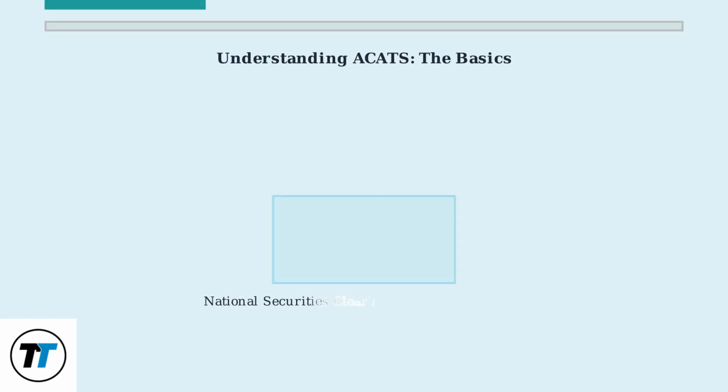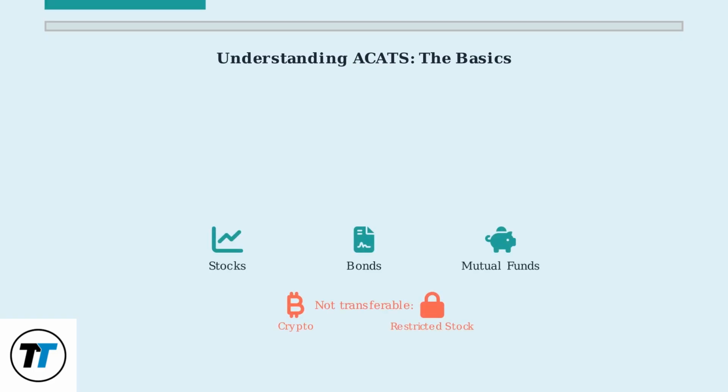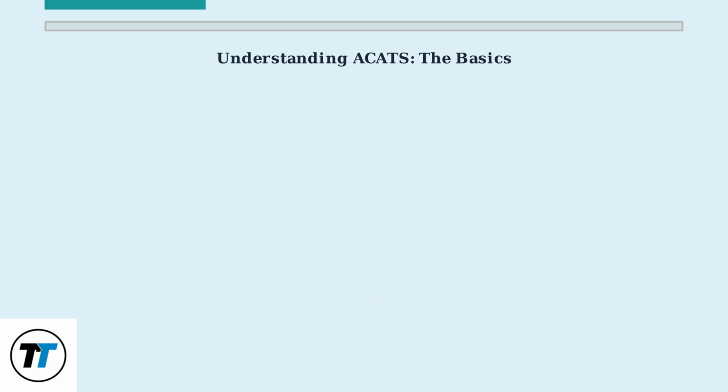ACATS is operated by the National Securities Clearing Corporation. This organization handles the electronic transfer of assets between brokerages. ACATS allows for electronic transfers of assets like stocks, bonds, and mutual funds. However, it does not handle cryptocurrencies or restricted stock.